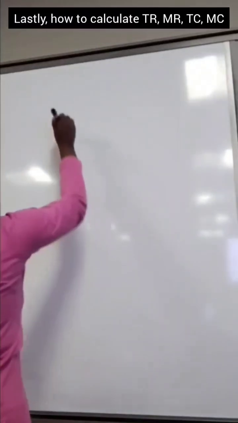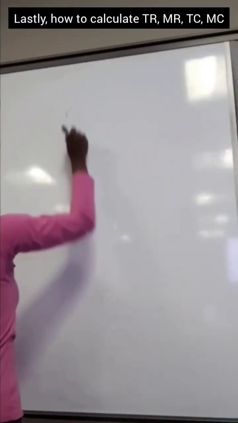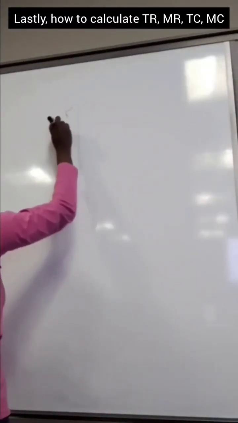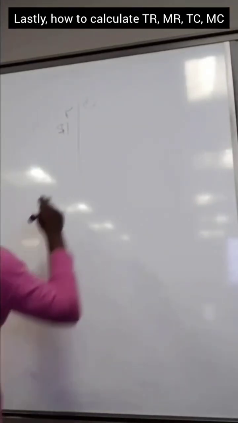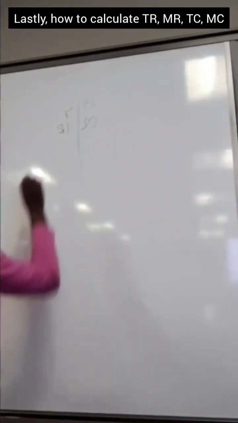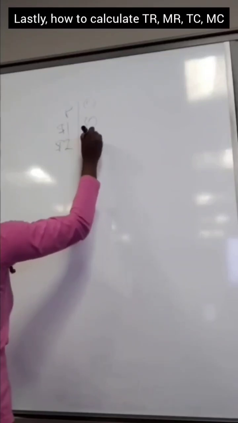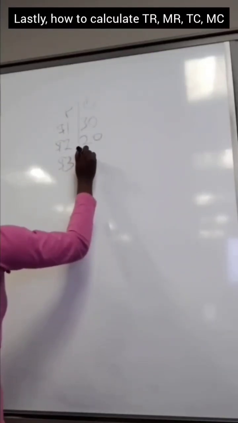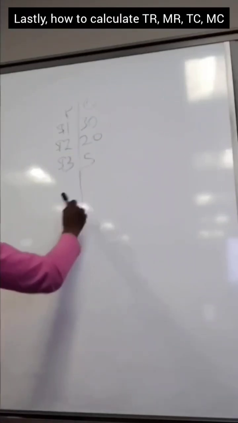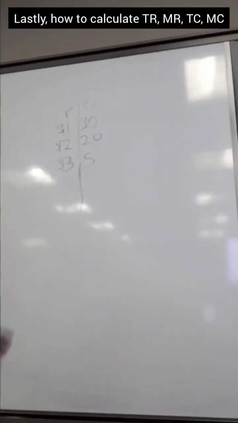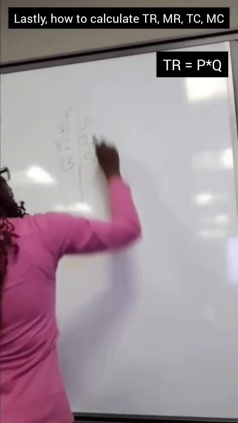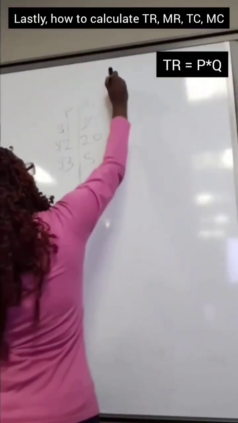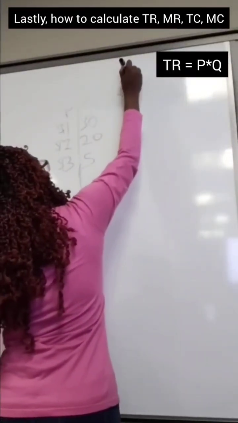Okay? So let's say you have price and quantity. At $1, the quantity is 30 units. At $2, let's say you have about 20 units being sold. And at $3, let's say you have about 5 units being sold. This is just a hypothetical example. How do you calculate total revenue? Total revenue is simply price times quantity.